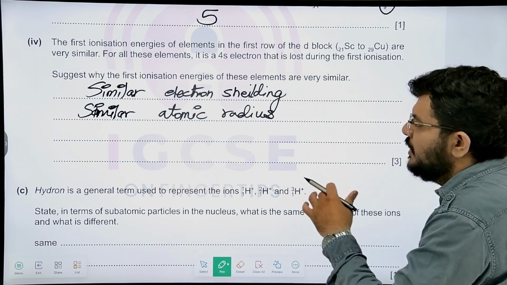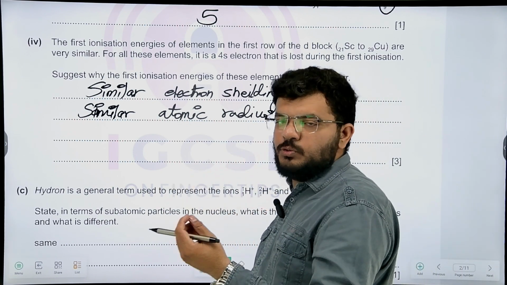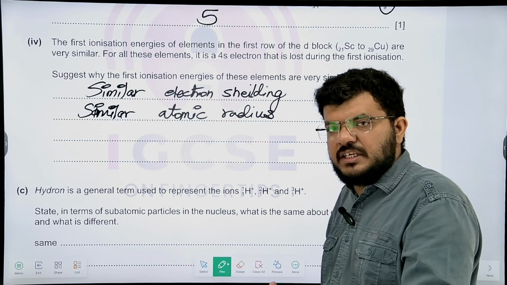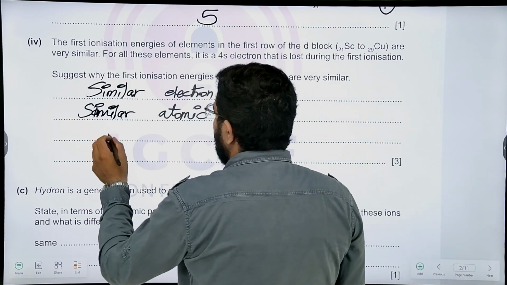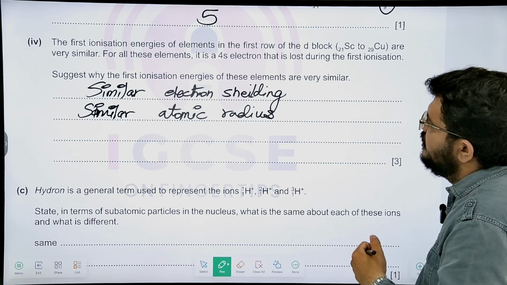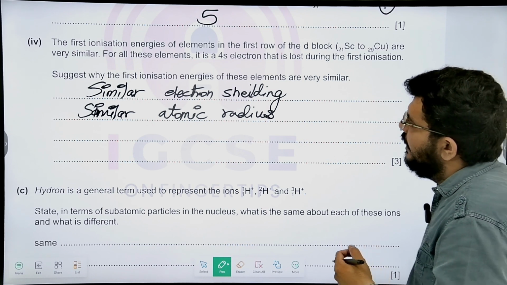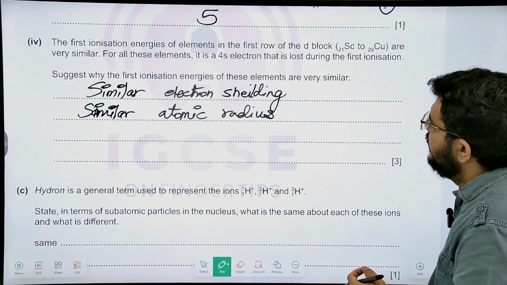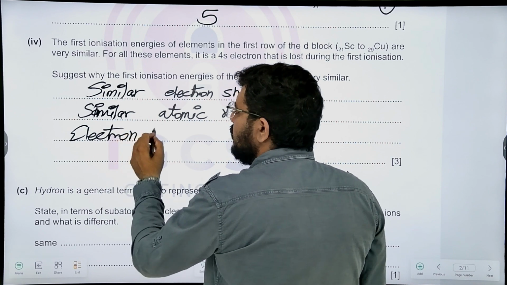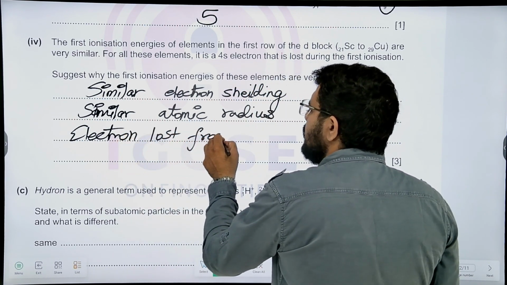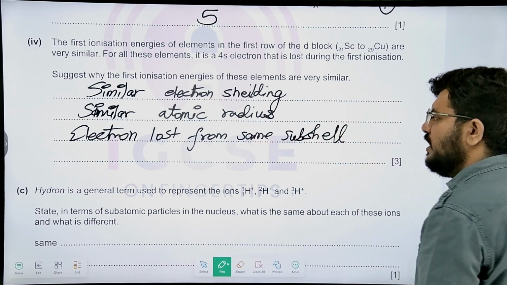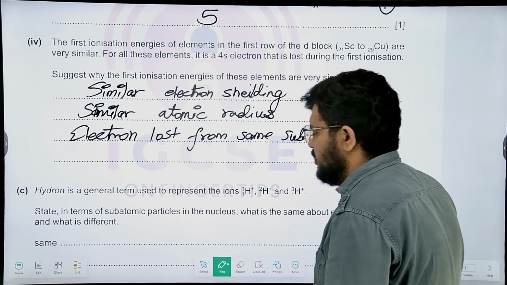So if it has similar electron shielding, it is easier to remove that electron. If it has same atomic radius, then the distance is not changing, right? And they have increasing atomic number. But first ionization energy in the first row of elements of D block are very similar for all of these. It is the 4s electron that is lost, electron lost from the same subshell. So all of these three things combine and make the ionization energy similar.